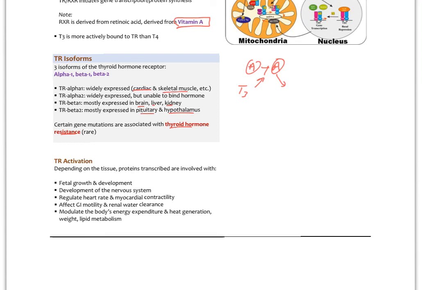Once activated, the receptor will again translocate into the nucleus. It's going to stimulate the production of genes, which will then be transcribed into proteins, regulating in the fetus growth and development, development of the nervous system, regulating heart rate, mitochondrial contractility, regulating your GI peristalsis and renal water clearance, and modulating all your body's energy expenditure and metabolism, and we'll look at that in depth in the next video. So that is a summary of thyroid hormones, again how they're synthesized, how they're transported in the blood, and then the thyroid hormone receptor. Again, in the next video we'll look at the actual effects of thyroid hormone in different tissues.